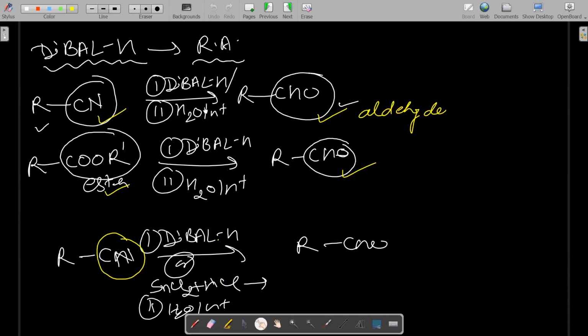So this is again a summary. DIBAL-H is a reducing agent, so it reduces cyanide to CHO directly. Even DIBAL-H is used for reduction of ester also. So DIBAL-H can be used for cyanide to aldehyde and ester to aldehyde. So both cyanide and ester can be directly converted into CHO group, that is aldehyde, using DIBAL-H, right? But cyanide can be reduced by DIBAL-H as well as SnCl2 HCl, but ester is only reduced by DIBAL-H.